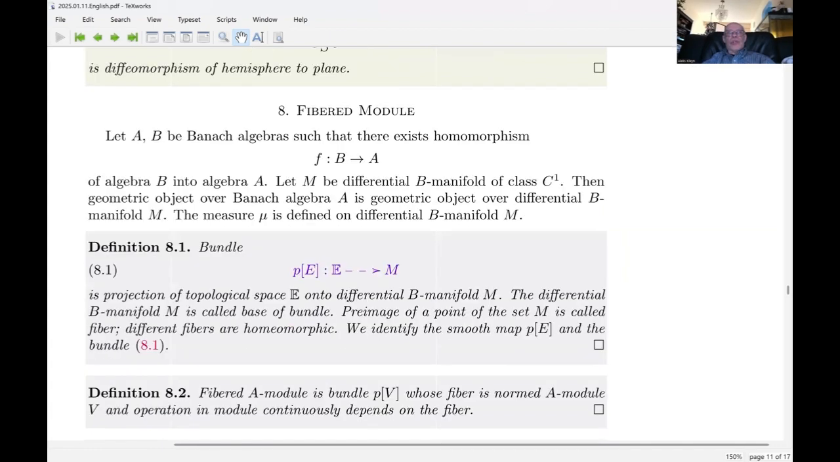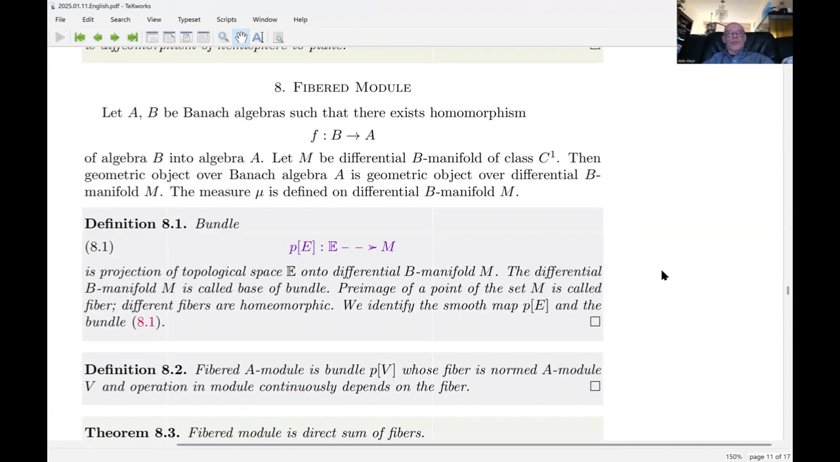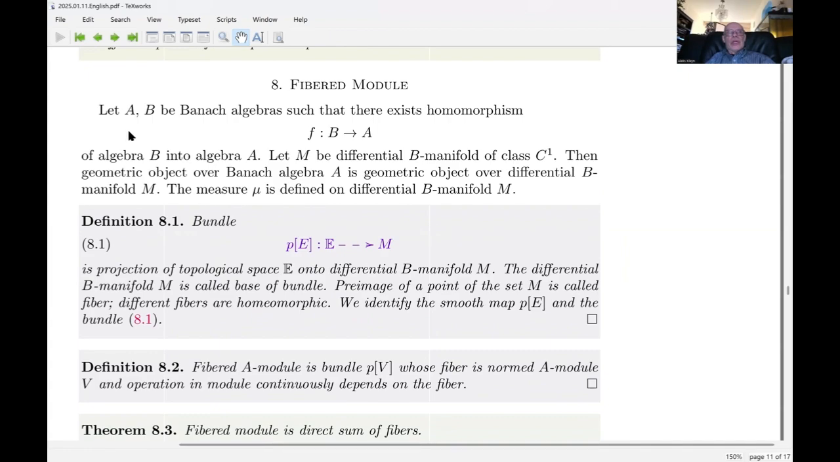Our next stop is the definition of fibered model. Let A be a Banach algebra, such that there exists a homomorphism of algebra B into algebra A. Let M be a differential B-manifold of class C1. Then a geometric object of Banach algebra A is a geometric object of the differential B-manifold M. The measure mu is defined on the differential B-manifold M.